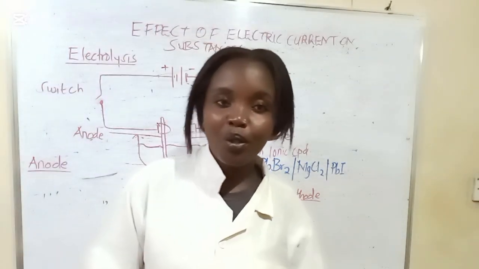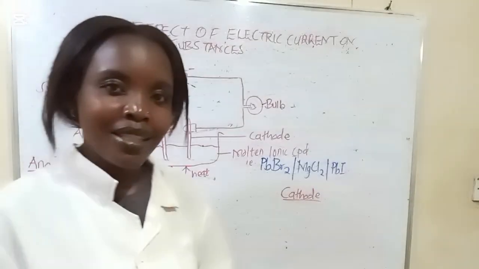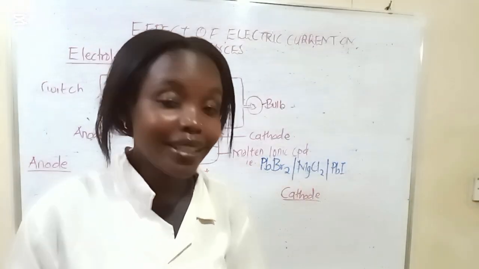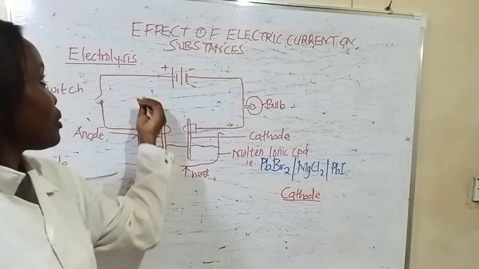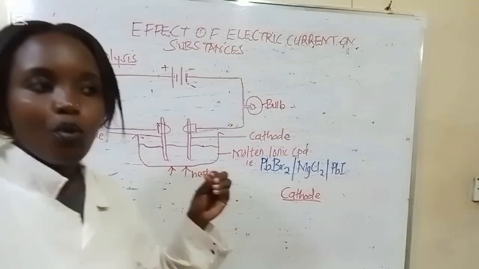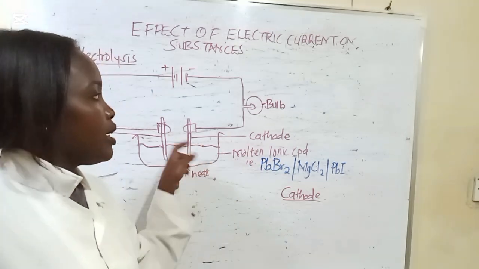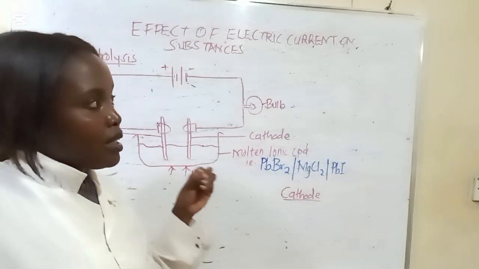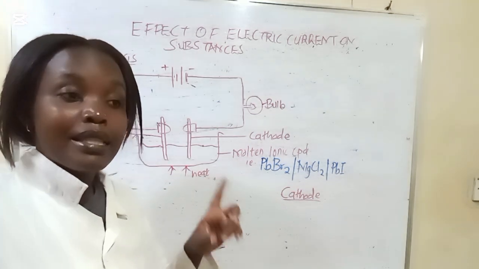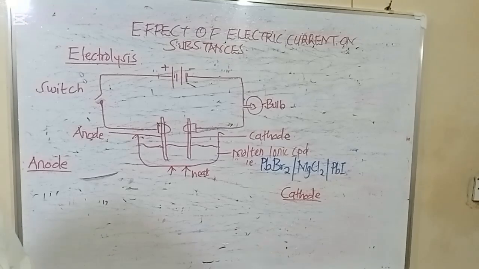In this unit, we're going to talk about effects of electric current on substances, and we're going to talk specifically about electrolysis. Now, before we talk about this, let us ask ourselves one thing. What allows electric current to pass through a substance? What allows electric current to pass through a substance is the presence of, one, mobile ions.